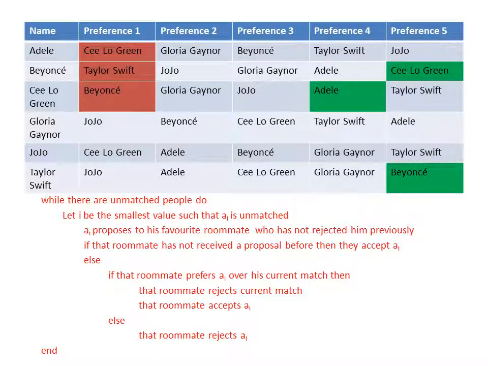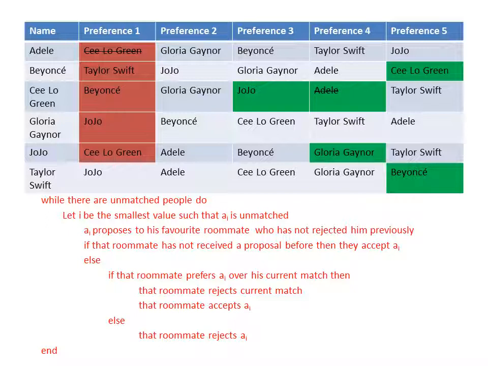Next, it's Celia Green's turn. Now, despite the fact he's been proposed to, he hasn't yet proposed to anyone else, and therefore it's totally allowable that he says to Beyonce, hey, can we buddy up? And even though she's asked Taylor Swift, no one's asked her, so she's allowed to say at this point, yes, sure, we can. There are no such confusing ethical dilemmas, however, for Gloria Gaynor, who simply proposes to JoJo, who has, poor girl, had no one propose to her, so she also says yes.